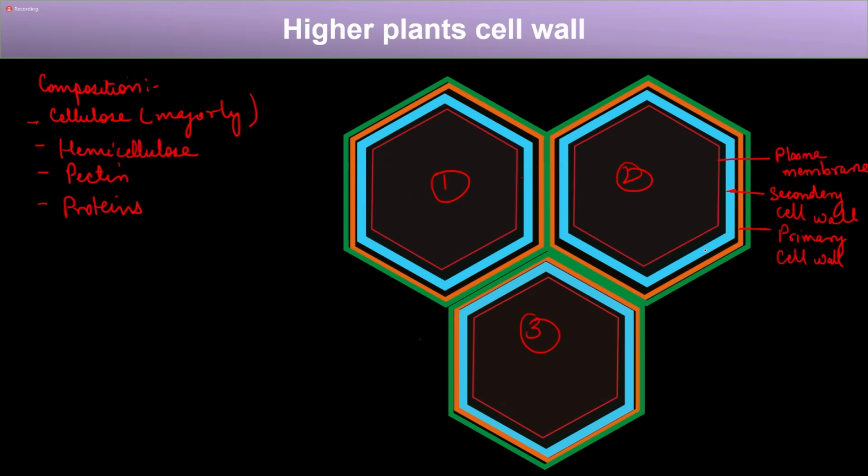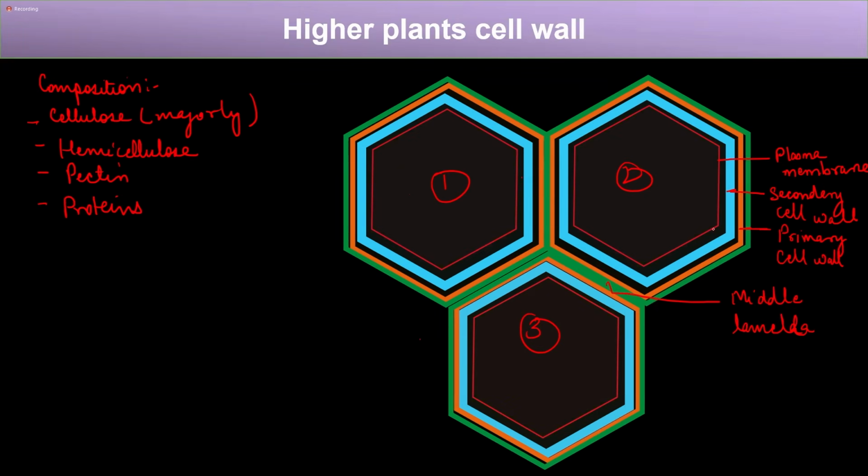And now you can see that these cells are connected to each other, right? And how are they connected? You can see this green layer, and this layer that connects these cells is known as the middle lamella. So this is known as the middle lamella.